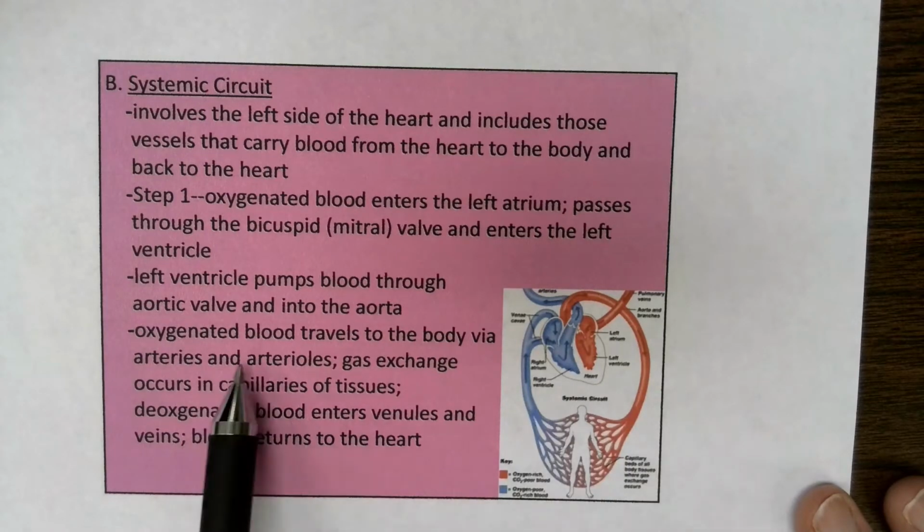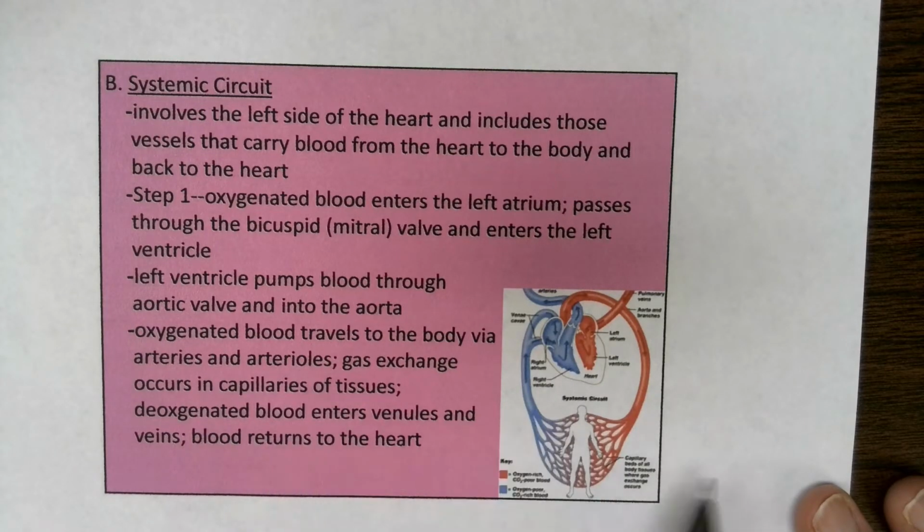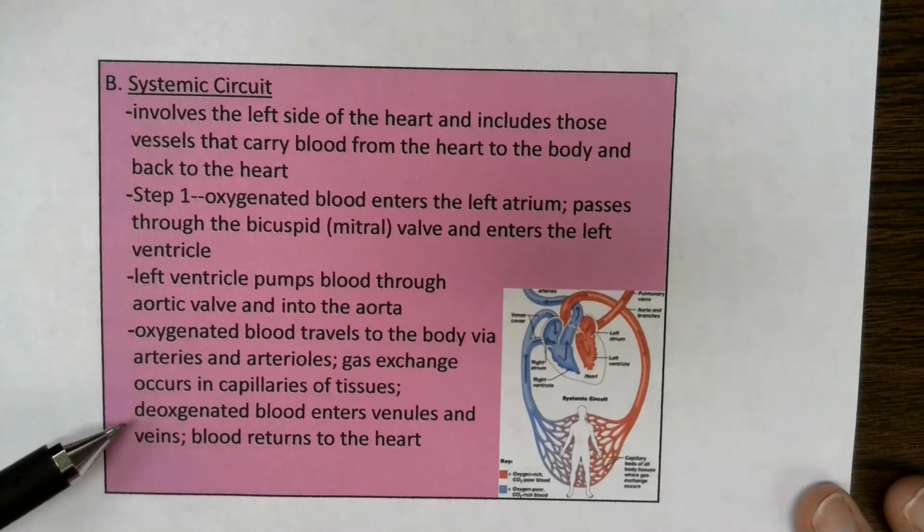Those are going to then branch into arterioles. So if we say this is an artery, it's going to branch into smaller vessels called arterioles, and then eventually we're going to get to a capillary bed, where gas exchange is going to take place. And so then we're going to have oxygen that's going to get dropped off in the tissues of our body, and move by diffusion. And then carbon dioxide is going to get picked up as a waste product in those capillary beds.